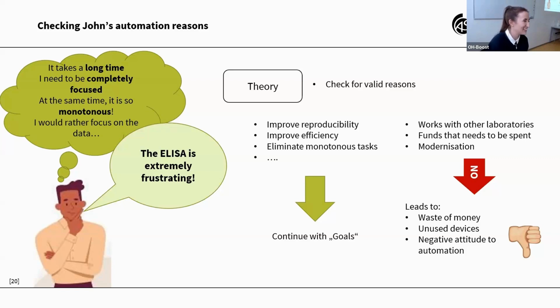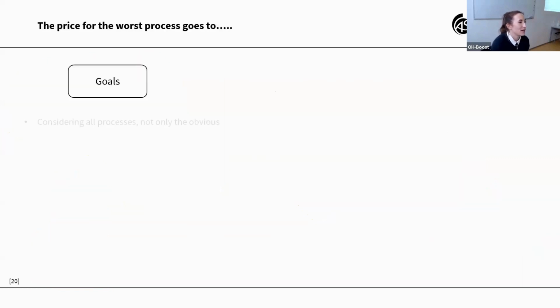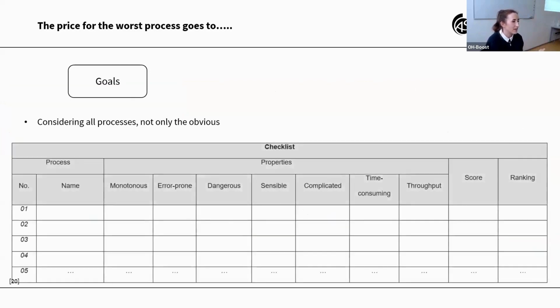Okay. So I think these reasons are good reasons for John. So let's continue with the chapter goals. For the goals, you have to really look if your process that you have in mind is the worst process in your lab, the process with the biggest automation pressure. Therefore we provide here a checklist where you can name your processes and give them a score regarding their bad properties.